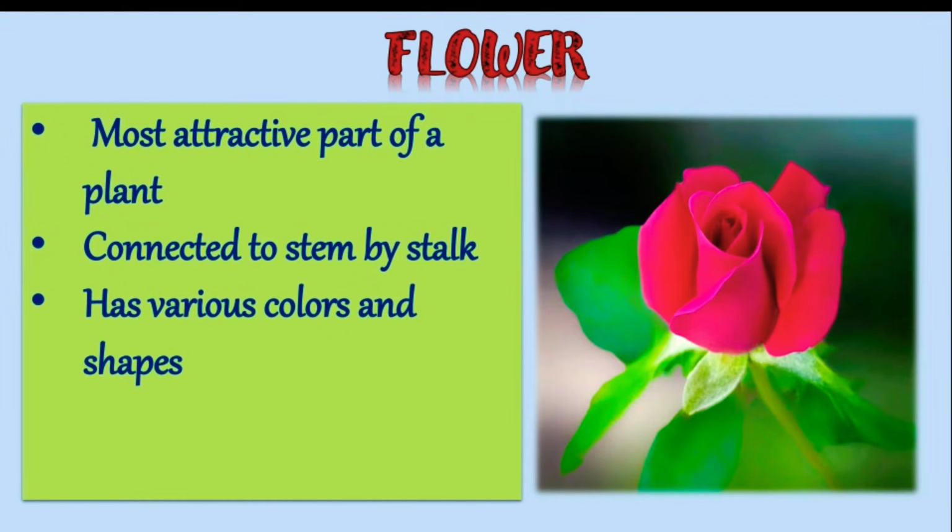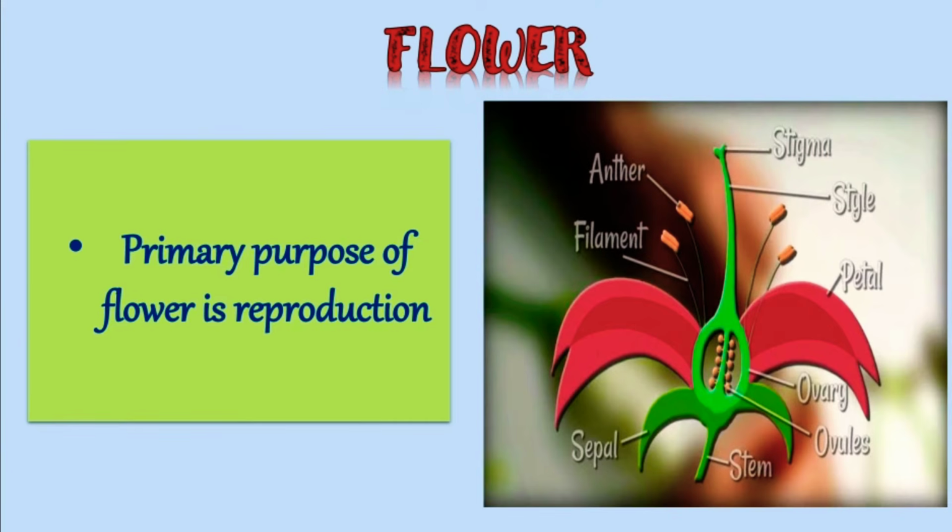Our next structure of plant is flower. Flower is the most attractive part of the plant. It is connected to the stem by a stalk, which may be long or short in height. A flower has a typical color and shape. So the primary purpose of flower is reproduction, as it contains androecium and gynoecium.